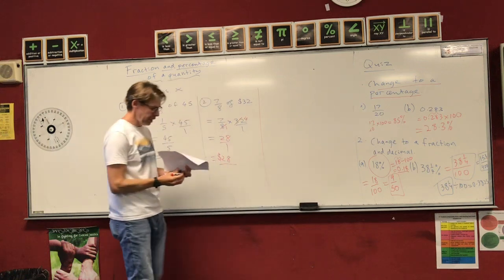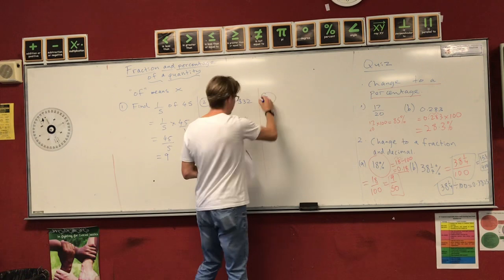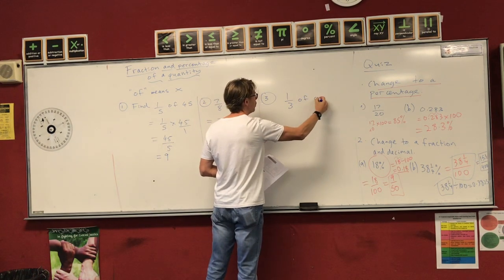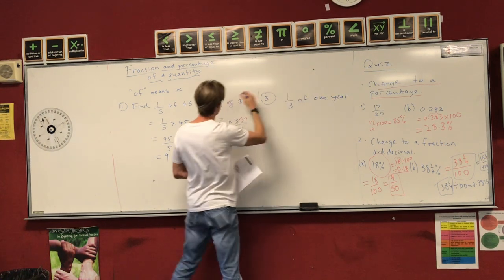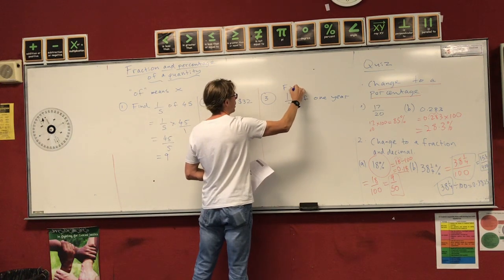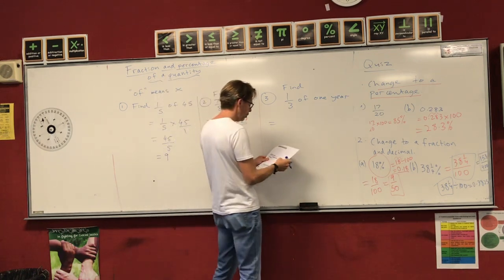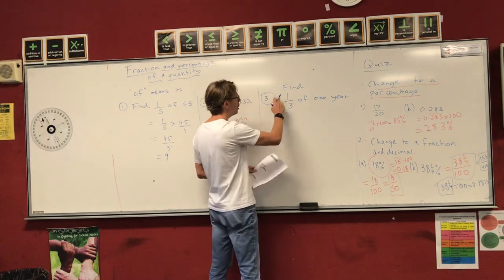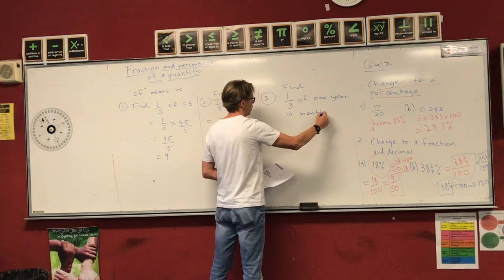Okay, so what about this one, number 3? This will be 1/3 of 1 year. So I should have put the word find there. Now 1/3 of 1 year. Well, they should say what they want this in. I'll put down find 1/3 of 1 year in months.